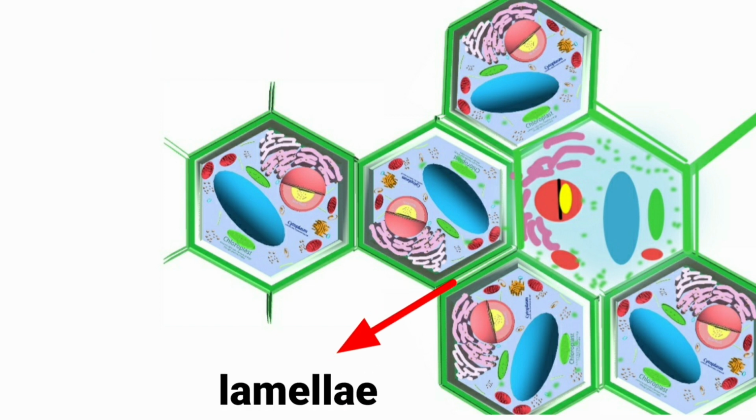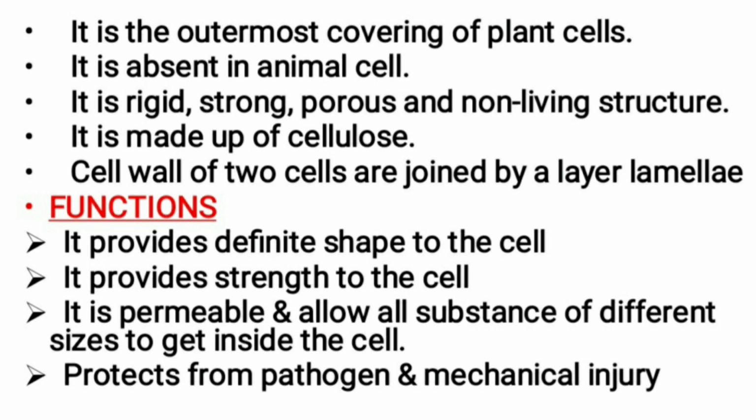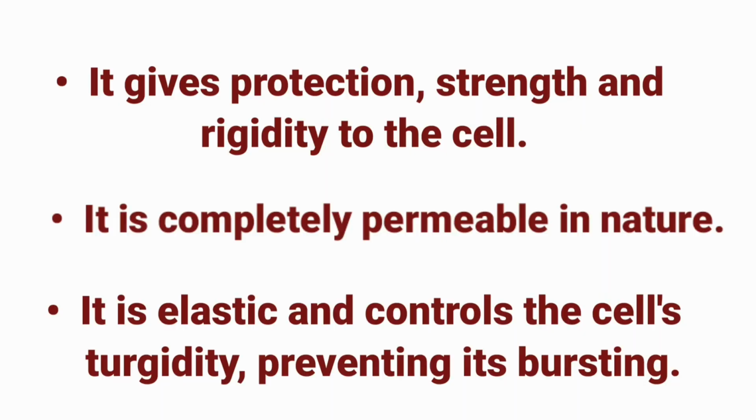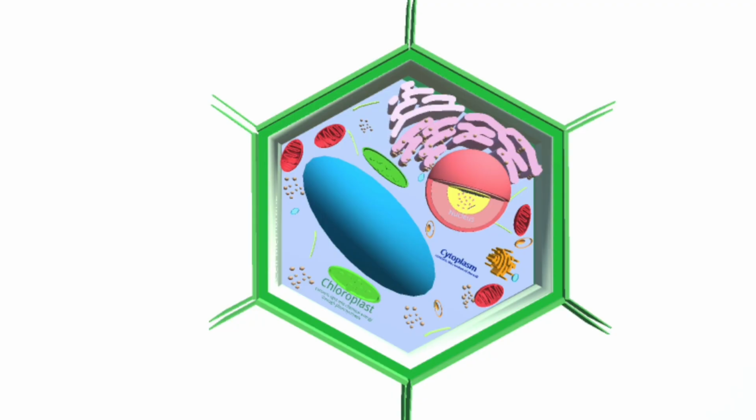What are the functions of the cell wall? It provides definite shape to the cell. It provides strength and turgidity to the cell. Cell wall is permeable and allows all substances of different sizes to get inside the cell. It protects from pathogens and mechanical injury. Cell wall gives strength and turgidity to the cells. How? We are going to discuss that.